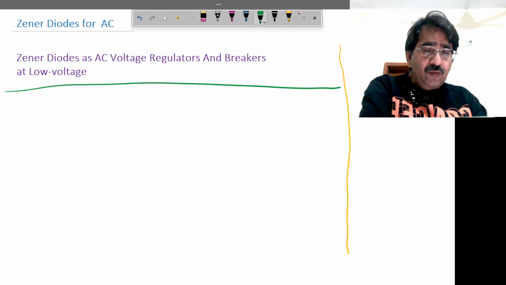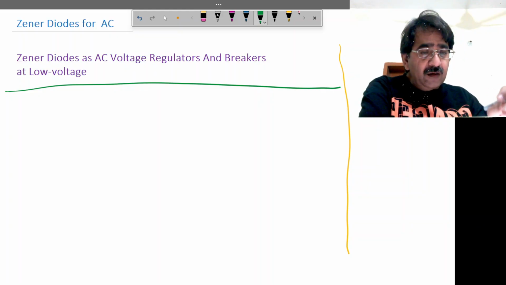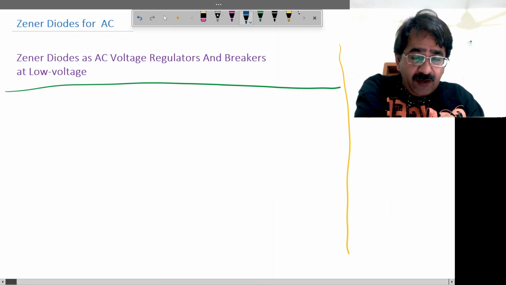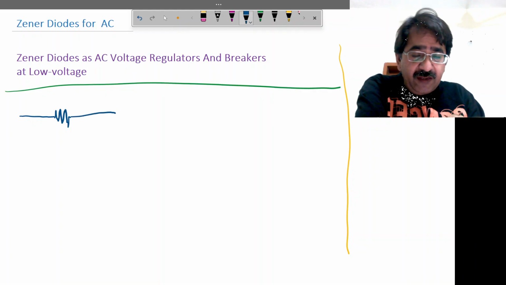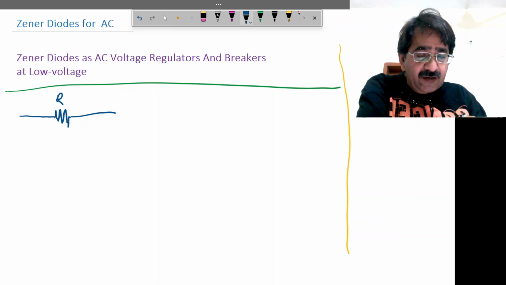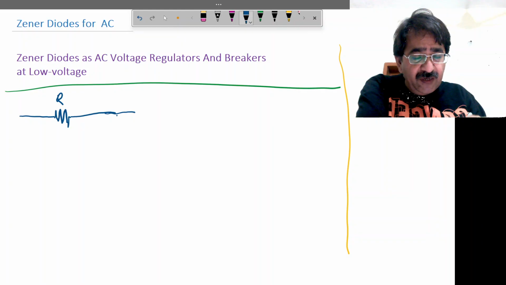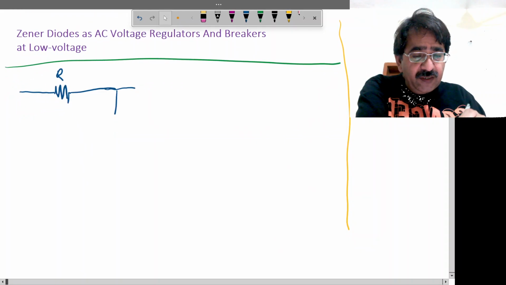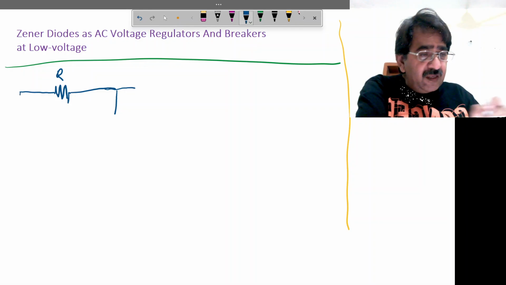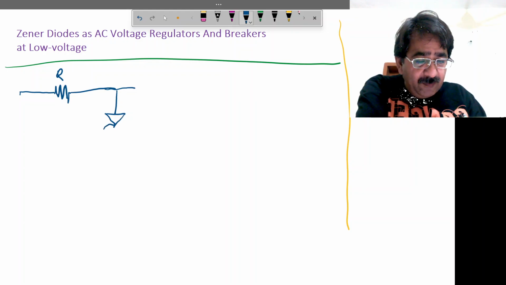Okay, for DC we used one Zener diode parallel to the load resistance, but for AC I have to connect two diodes. As I described in the previous lecture for DC, firstly I have to apply a resistance so that the current will come within the limit of the diode, so we can save the diode from damage. For this purpose, I will use two Zener diodes of the same kind.